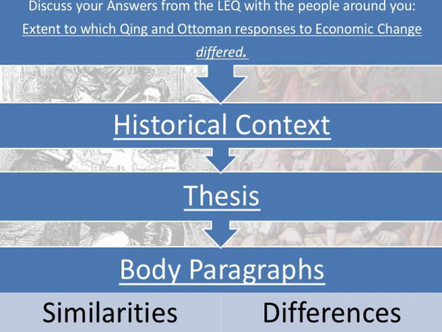You have a historical context and a thesis in your introduction, and then you have body paragraphs based on what was similar and what was different. And then in the end, you would argue whether it was more similar or more different, and what the consequences of those historical decisions by the Ottoman and the Qing would be. So let's go ahead and get this started.